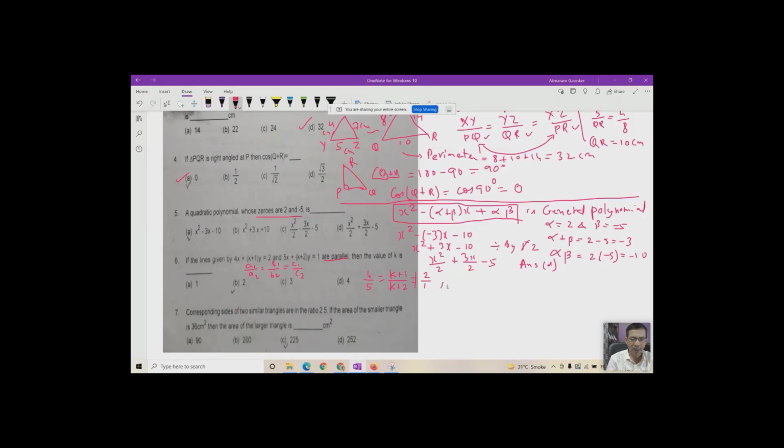By cross multiplying, 4 into (k plus 2) is equal to 5 into (k plus 1). So this will be 4k plus 8 equal to 5k plus 5. After solving this, you will get the value of k is equal to 3. So therefore, the answer is C, which is 3.